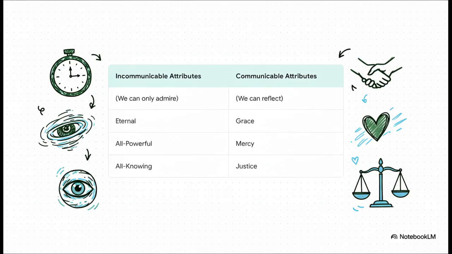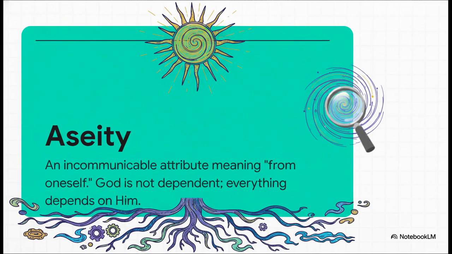One of those core incommunicable attributes is a concept with a big name, aseity. It's a theological term from Latin that basically means from oneself. The idea is that God is the ultimate reality. He's the uncaused first cause. He isn't dependent on anything for his existence, while absolutely everything else is dependent on him. It's a truly mind-bending idea that just inspires awe.